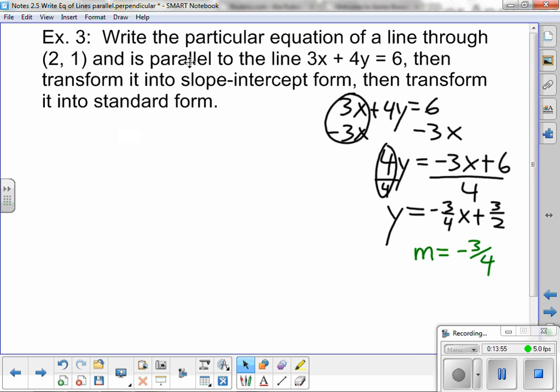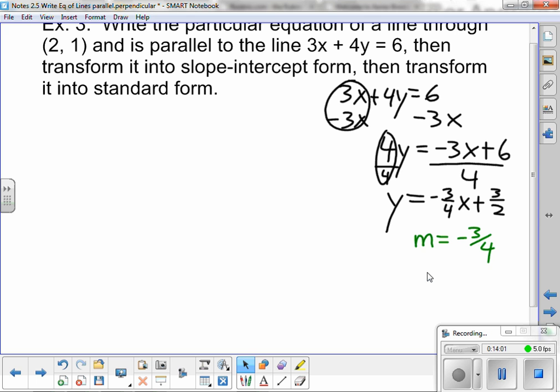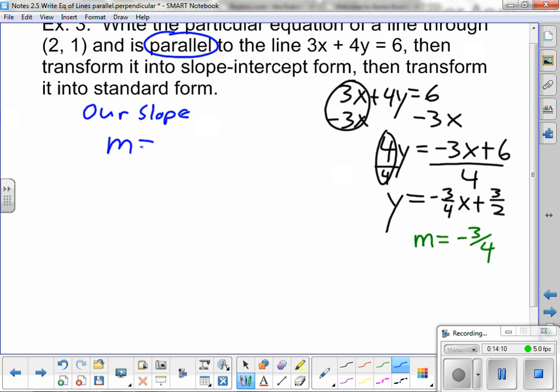Now they want it parallel, so you've got to be very careful about these wordings here. They want it parallel, so our slope should match theirs. Since it does say the word parallel, we know our slope is going to be negative 3/4 as well. Now if it said perpendicular, you'd have to flip it over and change the sign.